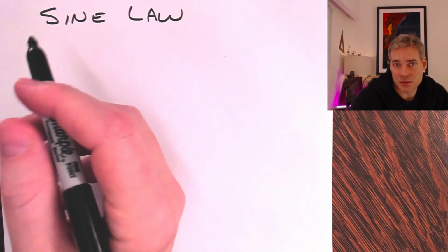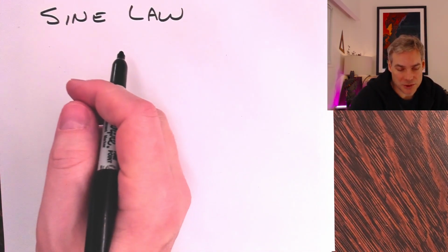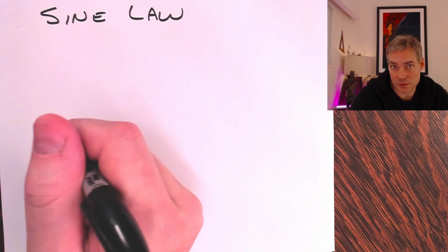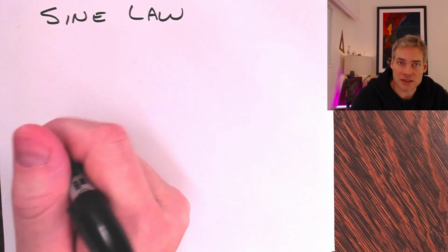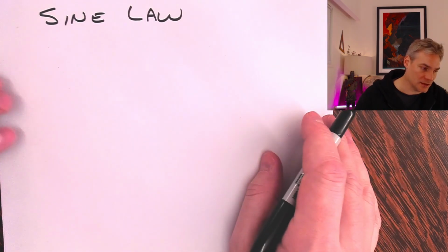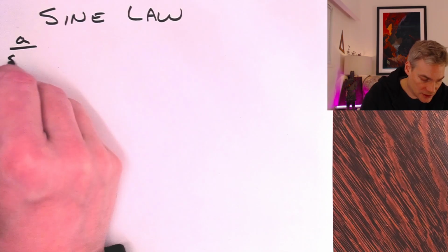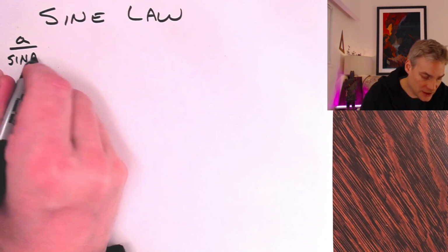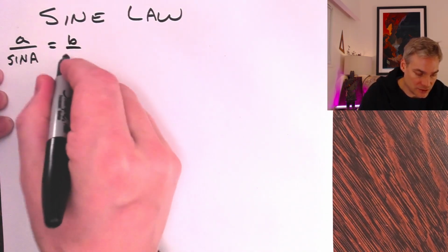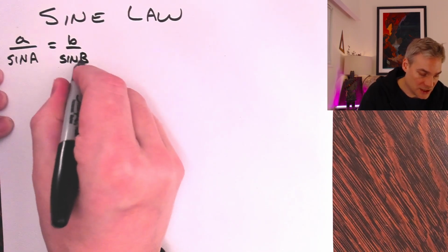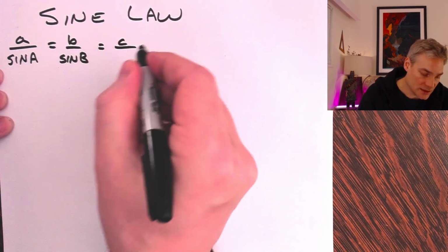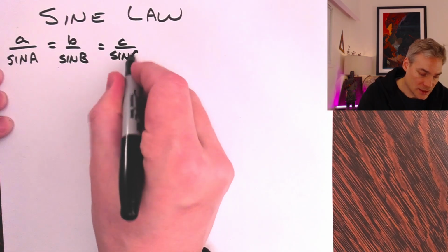So in this video, we're going to go over the sine law, and we're just going to prove the formula and then just do a quick example. So the sine law, we can write this out, and it's a over the sine of A equals b over the sine of B, and c over the sine of C.